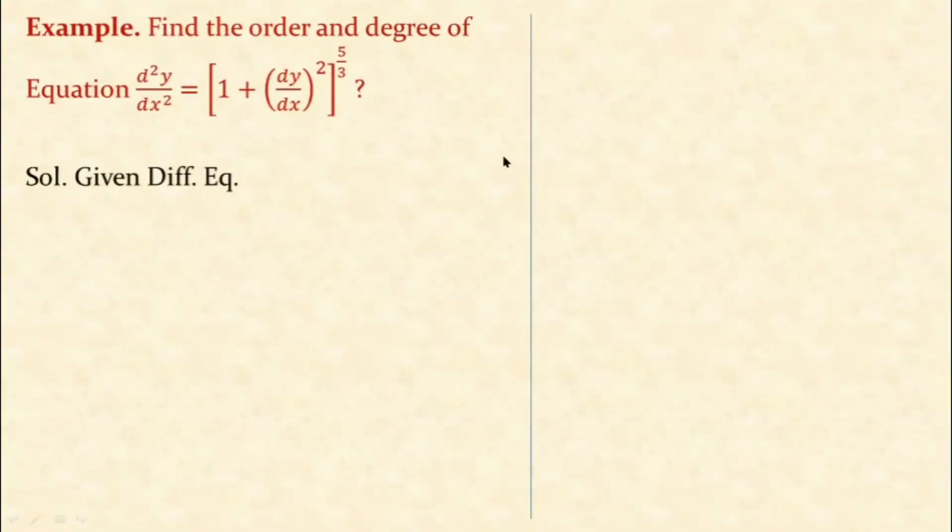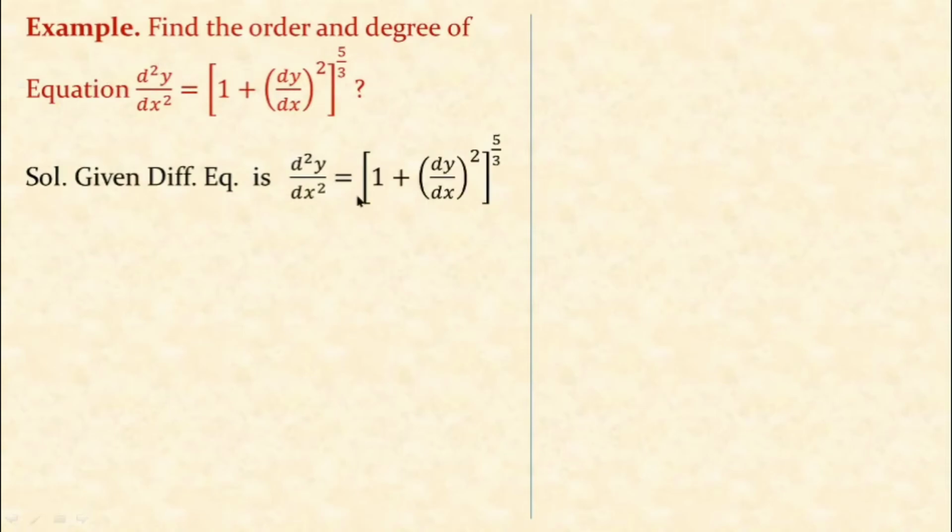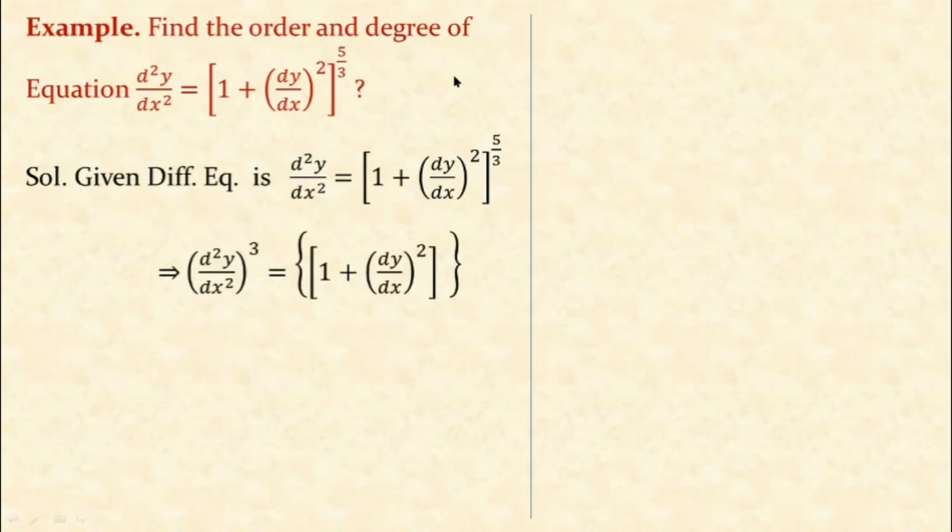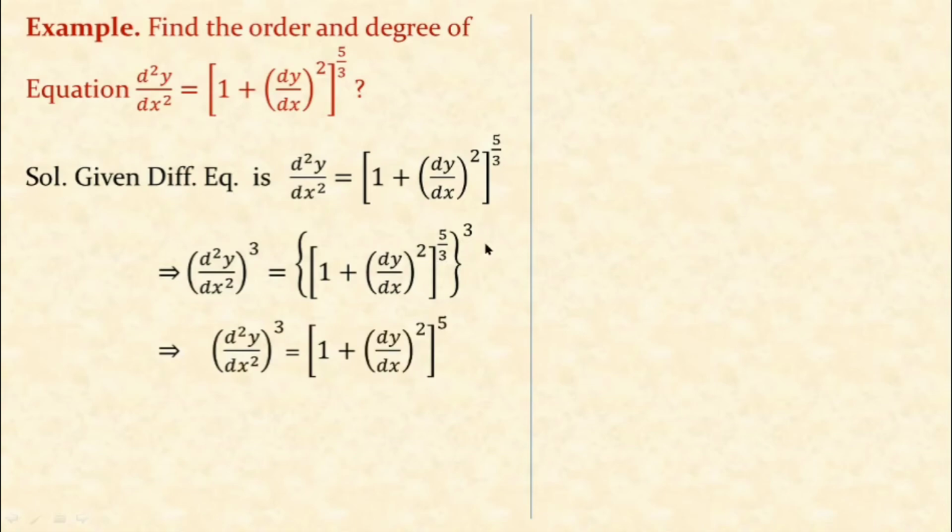So here, find the degree, order and degree of the next example. Find the order and degree of the equation. Here we have a 5/3 power. Again we have to eliminate this 5/3. For that we raise the power on both sides by 3, whole power 3 on both sides. So 5/3 into 3, we can cancel 3 and 3. We get 1 plus dy/dx whole square, whole power 5. 5/3 into 3 is equal to 5.